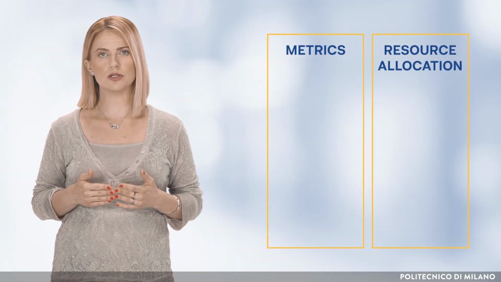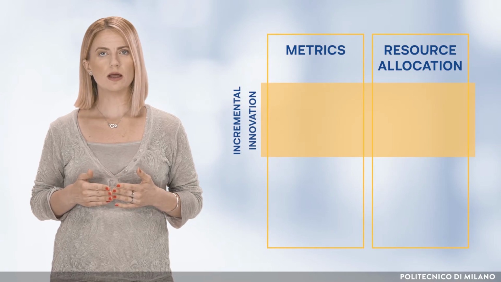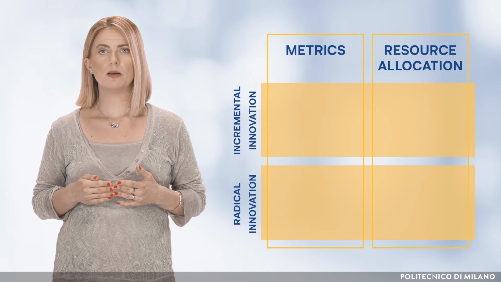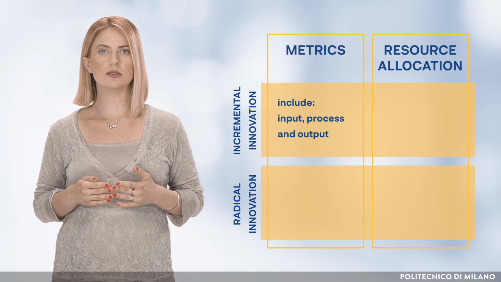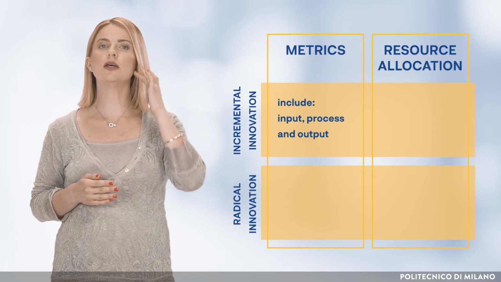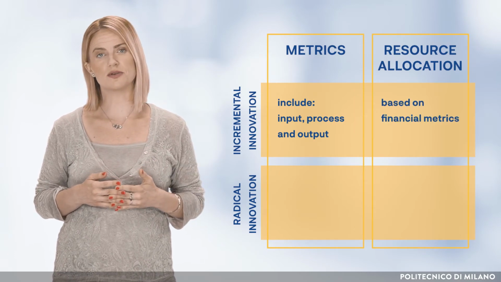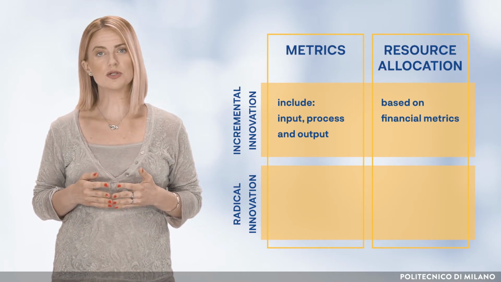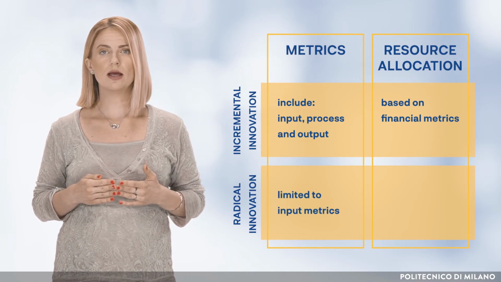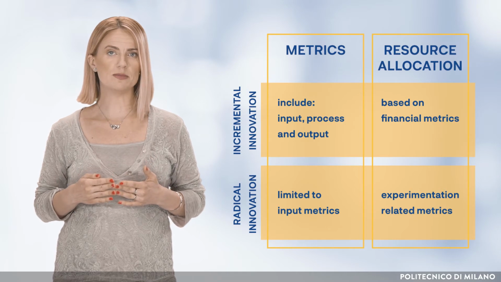There is a clear difference in metrics and resource allocation used for incremental and for radical innovations. For incremental innovations, metrics are clear and include input, process, and output. Resource allocation is based on financial metrics. For radical innovations, metrics are limited to input metrics, at most, and to experimentation-related metrics.